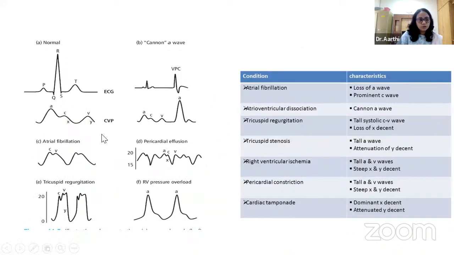So in atrial fibrillation, there is loss of A waves, and in tricuspid regurgitation, there are prominent V waves. And in ventricular premature contraction, there are cannon A waves, and in pressure overload, there is fusion of complexes with prominent A waves and steep X descent.